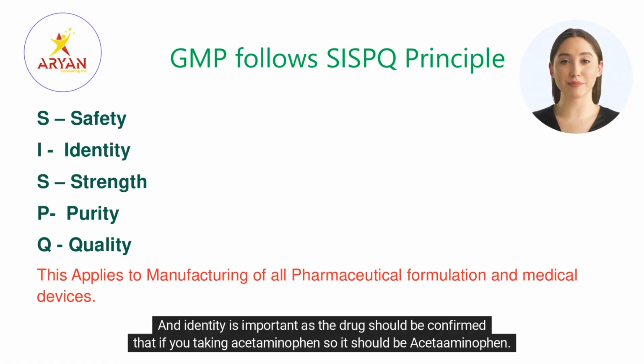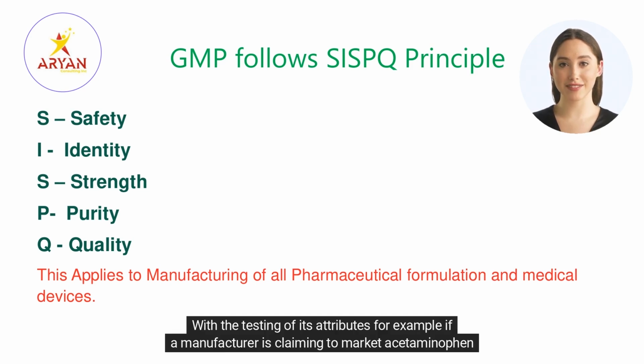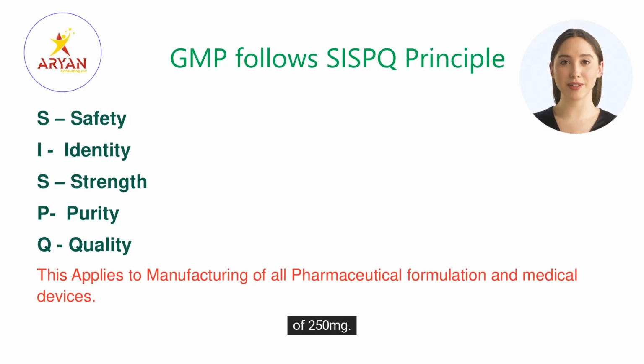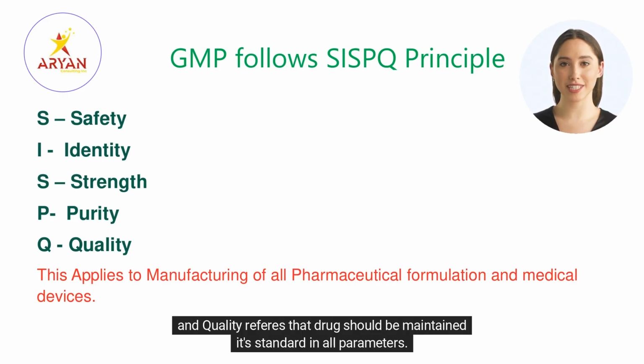Identity is important, as the drug should be confirmed: if you're taking acetaminophen, it should be acetaminophen. Strength: the test of the tablet must confirm 250 mg of acetaminophen being present in the tablet, with the testing of its attributes, for example, if a manufacturer is claiming to market acetaminophen of 250 mg. Purity: clarify that the drug is free from impurities. And quality refers to the drug maintaining its standard in all parameters.